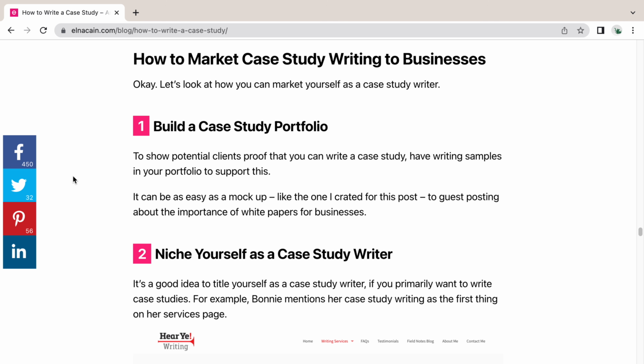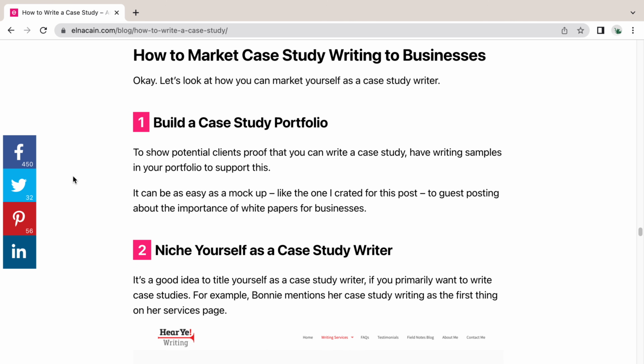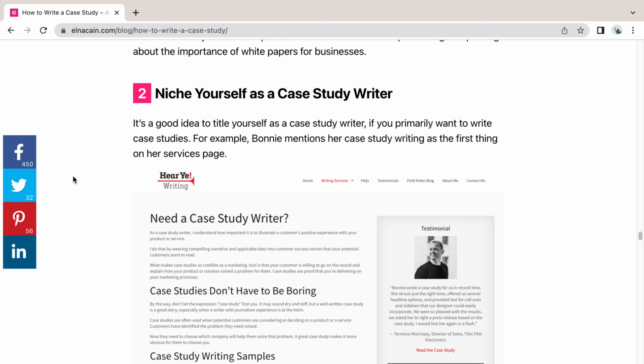And if you want to start marketing this to gain some more case study clients, make sure that you build that case study portfolio. So use those mock samples to create a nice visually dense case study. You can niche yourself as a case study writer. So then make sure your copy reflects that.